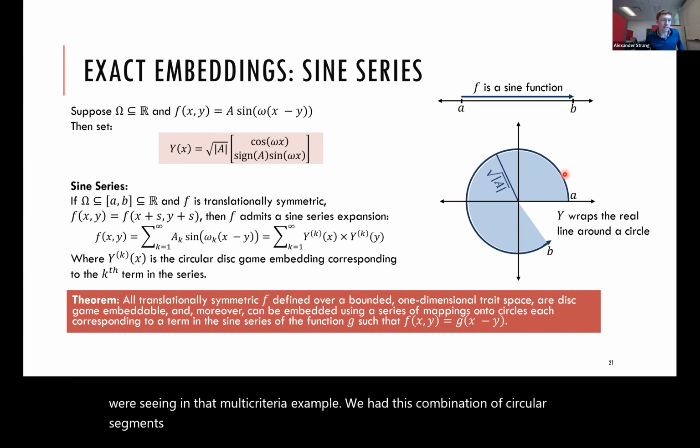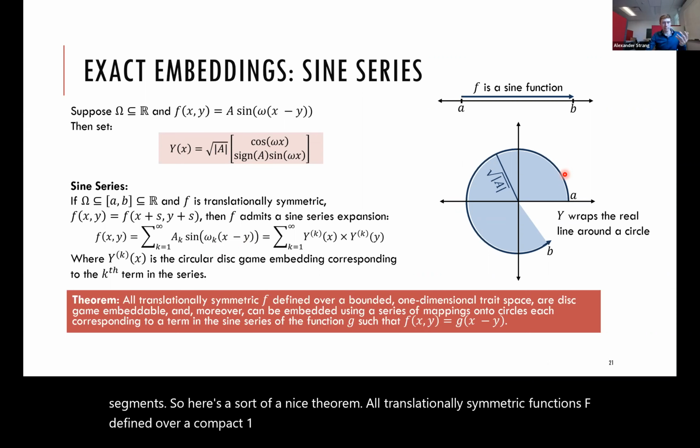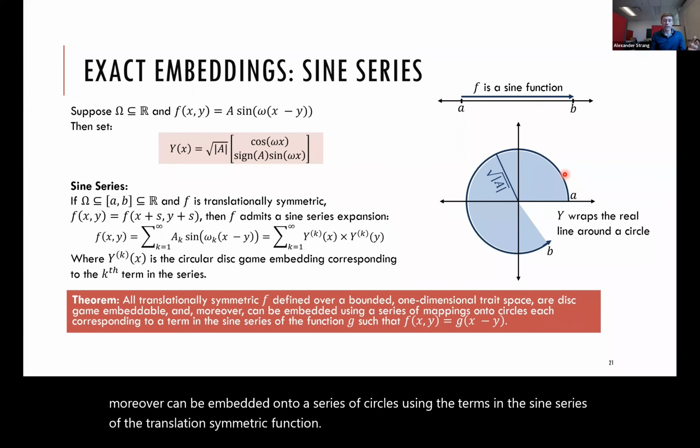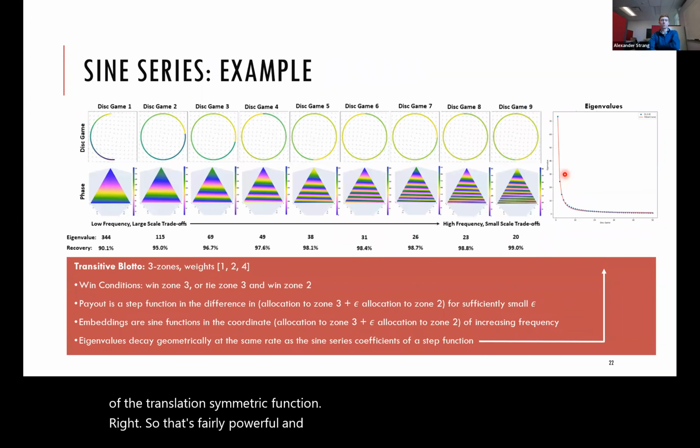So here's a nice theorem. All translationally symmetric functions f defined over a compact one-dimensional trait space are disk game embeddable, and moreover can be embedded onto a series of circles using the terms in the sine series of the translationally symmetric function. Right, so that's fairly powerful, and we can actually generate examples where we see this.